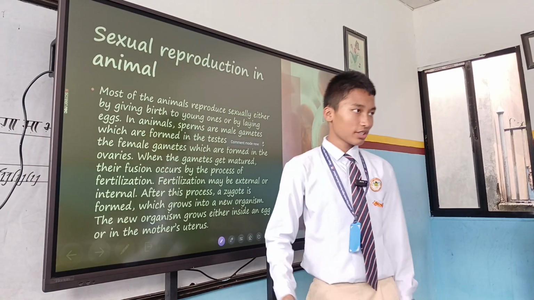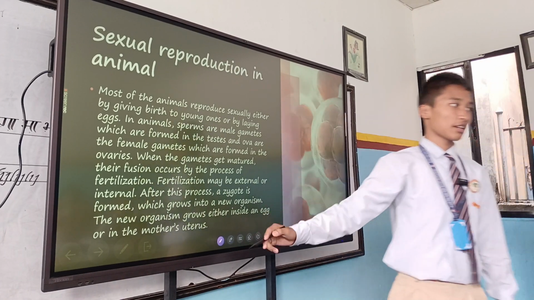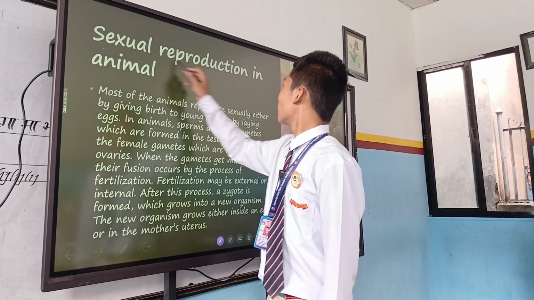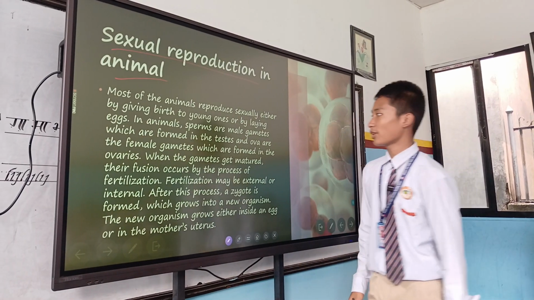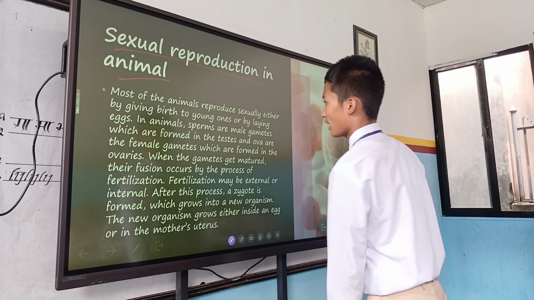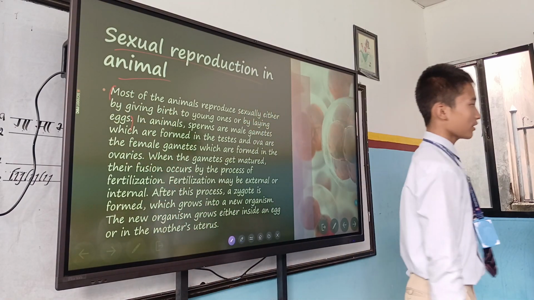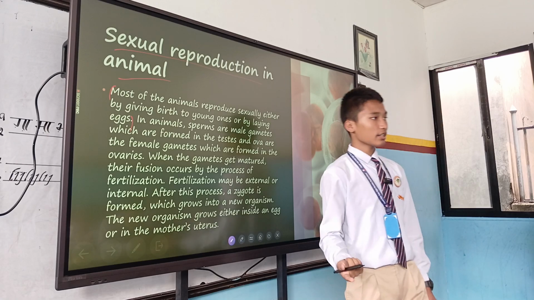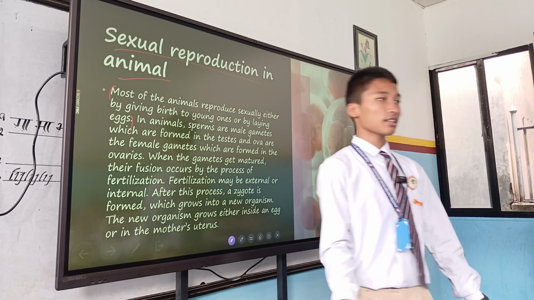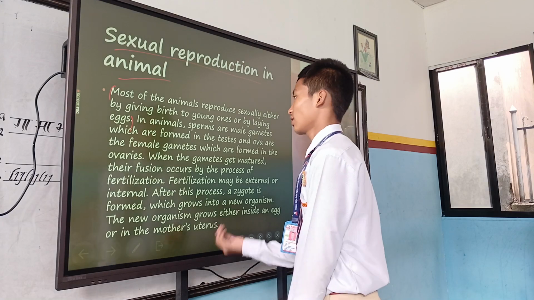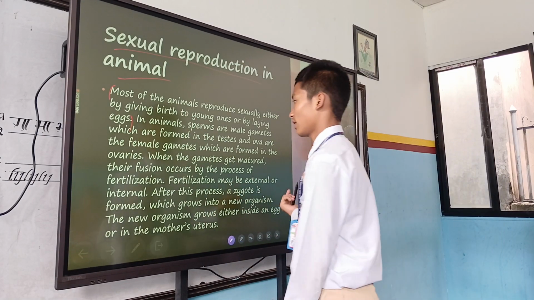Now we have read about sexual reproduction in plants, but now we are going to read about sexual reproduction in animals, as I said earlier. Most of the animals reproduce sexually either by giving birth to young ones or by laying eggs. Most animals either directly give birth to their young ones, or just lay eggs like chicken. Examples of giving birth are cow, humans, etc.